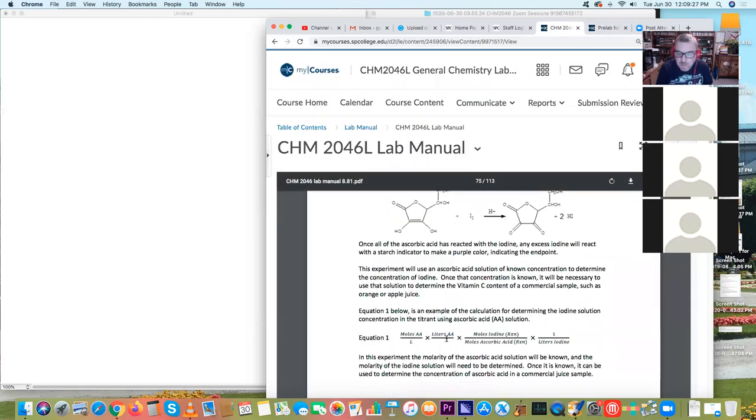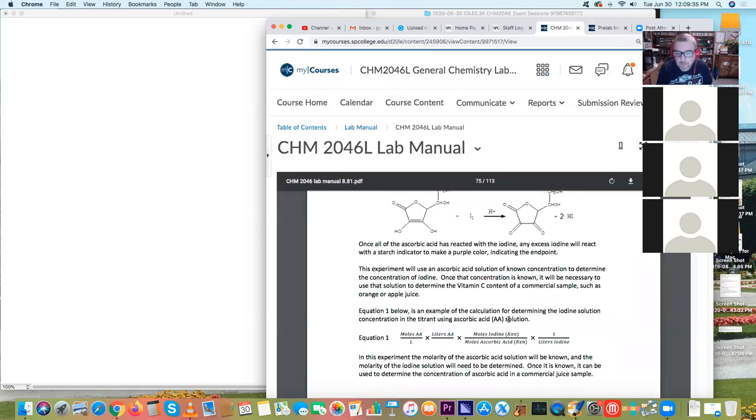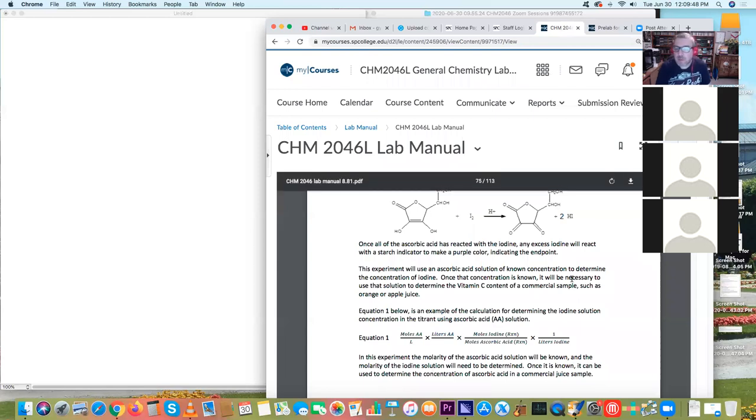And then the liters of ascorbic acid. And you can see that would be 25.00 mils, but convert that to liters by dividing it by 1,000. And the mole ratio we already talked about as being 1:1, and then times 1 over the liters of iodine. And liters of iodine are down here, 30.65. That's 30.65 mils, which needs to be converted into liters. And that's how you'll come up with the molarity of the iodine solution.